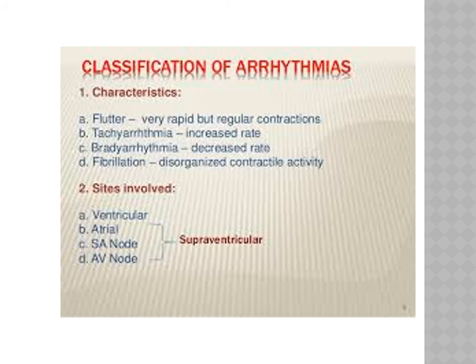This next slide is the classifications of an arrhythmia. There are different characteristics. Flutter is rapid but regular contractions, a tachyarrhythmia would be an increased rate, and a bradyarrhythmia is a decreased rate. Fibrillation is disorganized contractile activity. There are also different sites involved, and what you can see here is the breakdown of the sites involved.